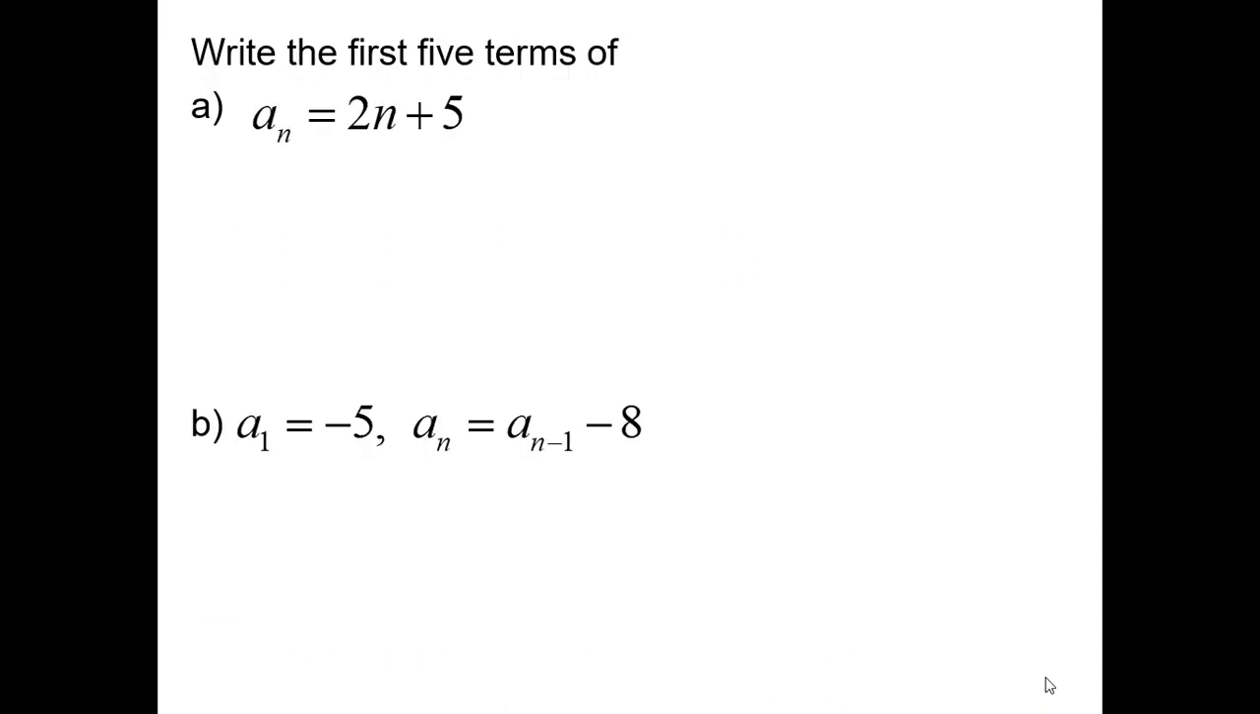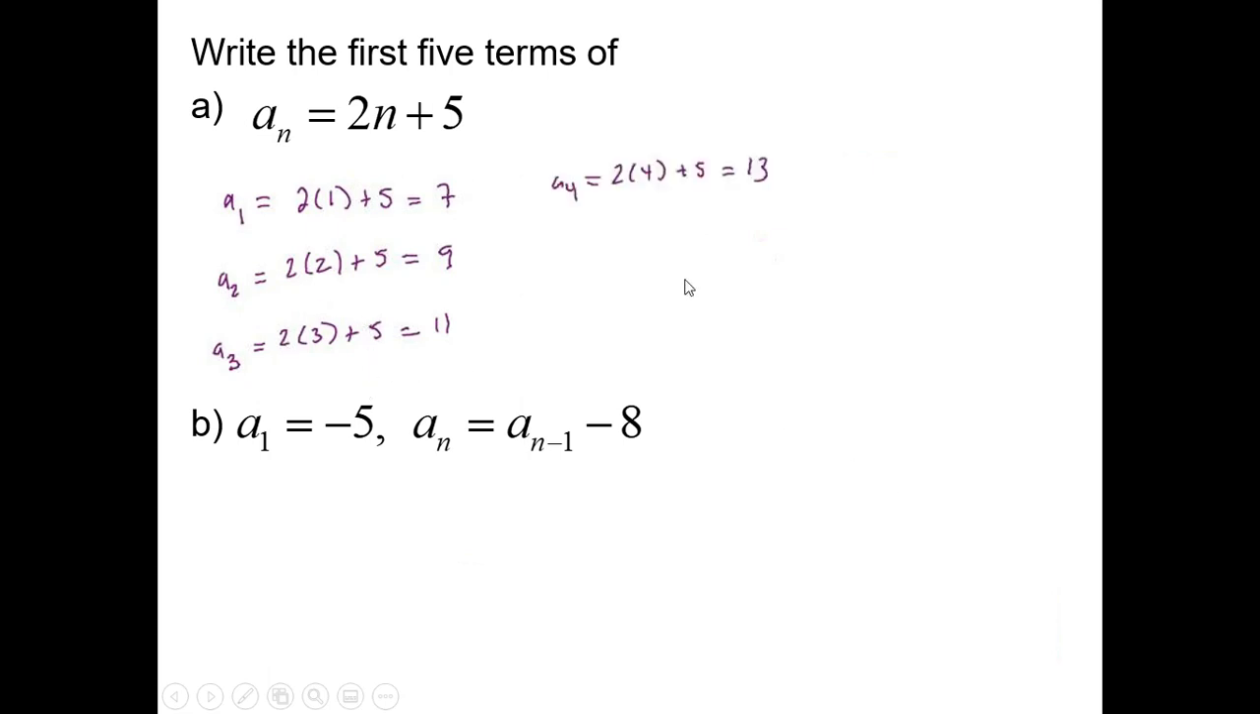All right, let's get back to this sequence here. Let's write the first 5 terms of a sub n is equal to 2n plus 5. Well, if n is 1, a sub 1 is equal to 2 times 1 plus 5, which is 7. a sub 2, 2 times 2 plus 5, is equal to 9. a sub 3 would be 2 times 3 plus 5, which is 11. a sub 4 would be 2 times 4 plus 5, which is 13. a sub 5 would be 2 times 5 plus 5, which is 15. So our first 5 terms would be 7, 9, 11, 13, 15.